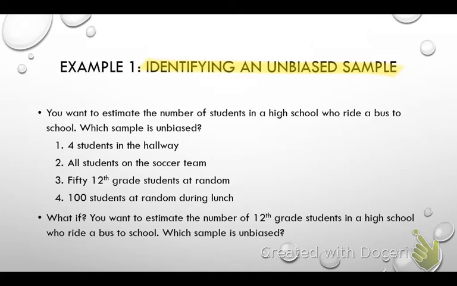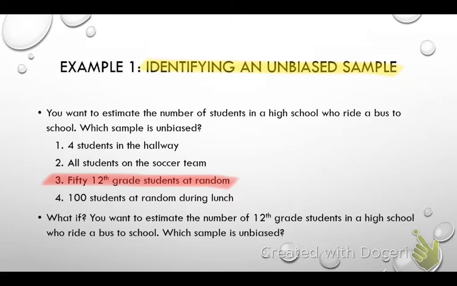Okay, you would say number 3, 50 12th grade students. Why would you say that one is a no? Because what about 11, 10, and 9? Yeah, so you're only focusing on a specific grade. So essentially what you've done now is you've only asked a certain part of the population. That makes it biased. So that one's out.